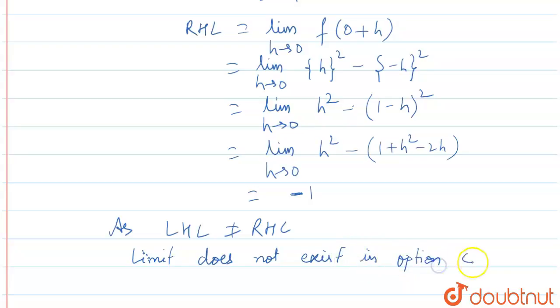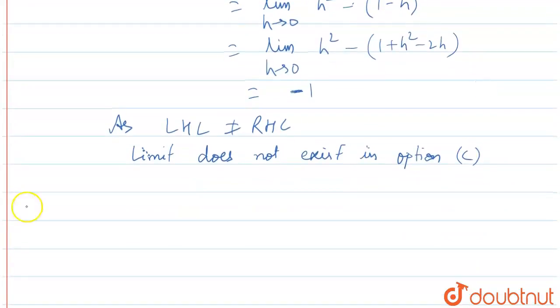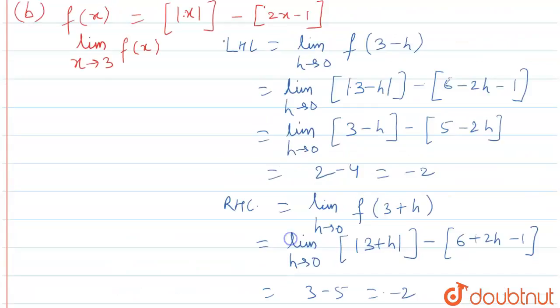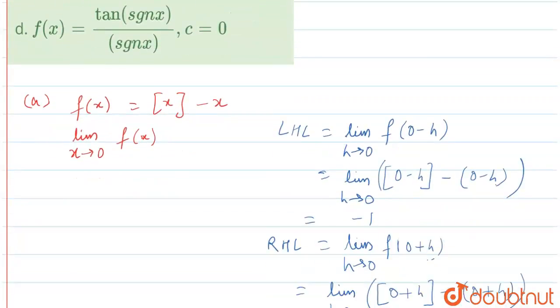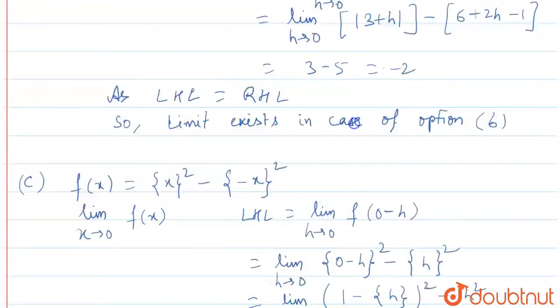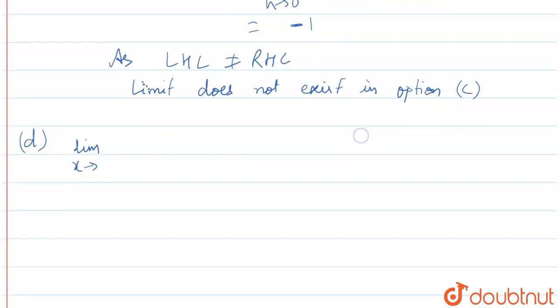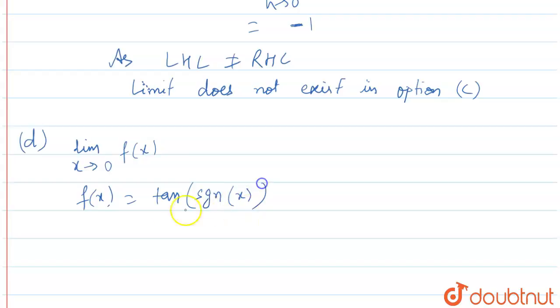Now coming to the fourth option, there we have limit x tends to, in place of c, there we have 0, and function we have tan signum x by signum x. F of x equal to tan signum x upon signum x.